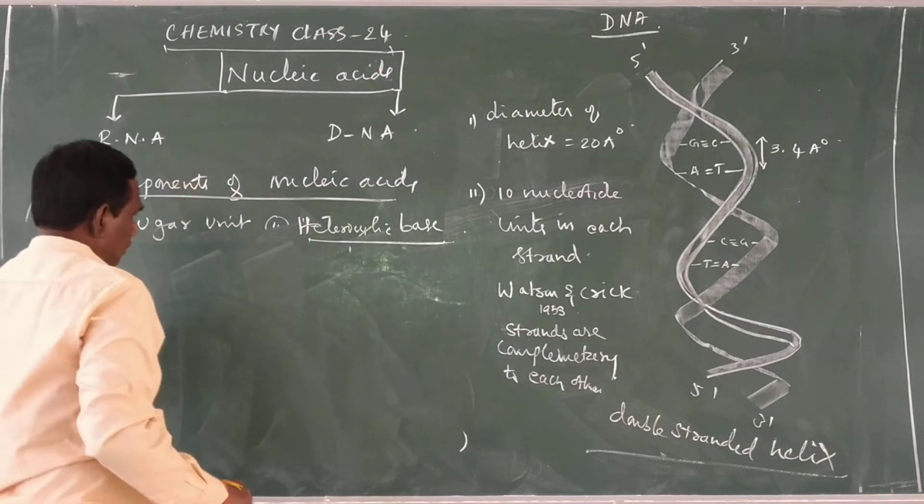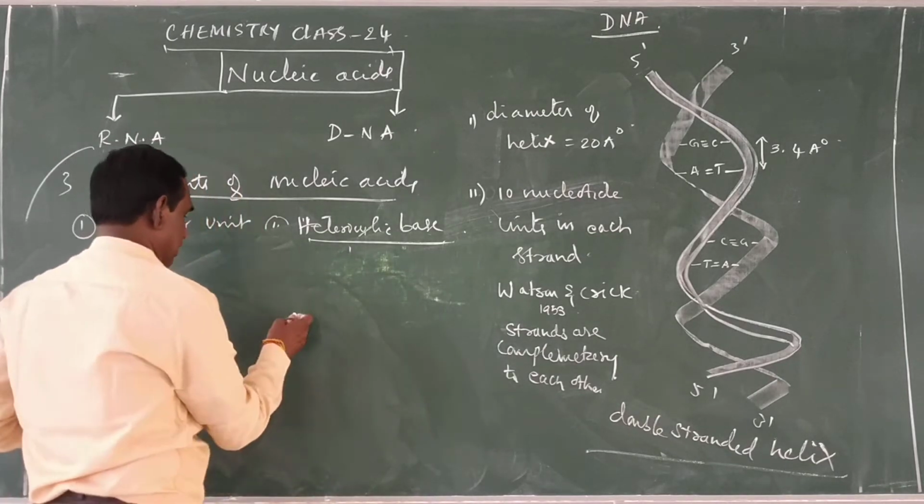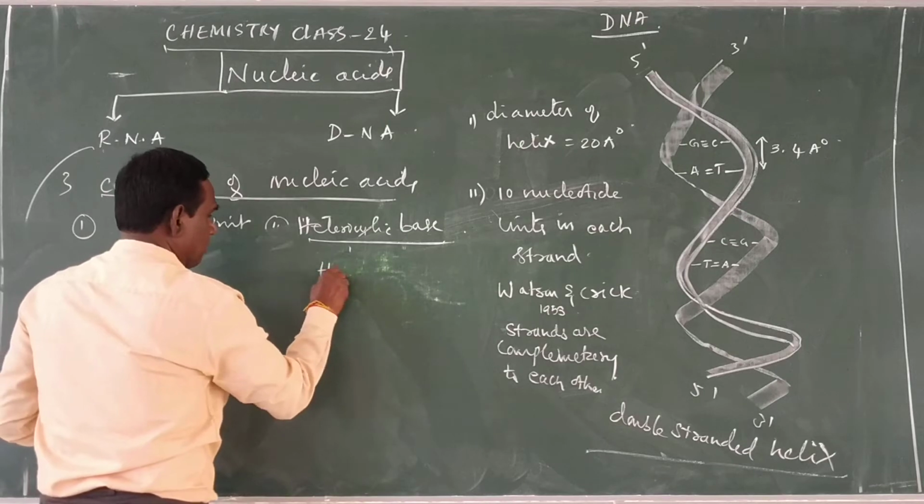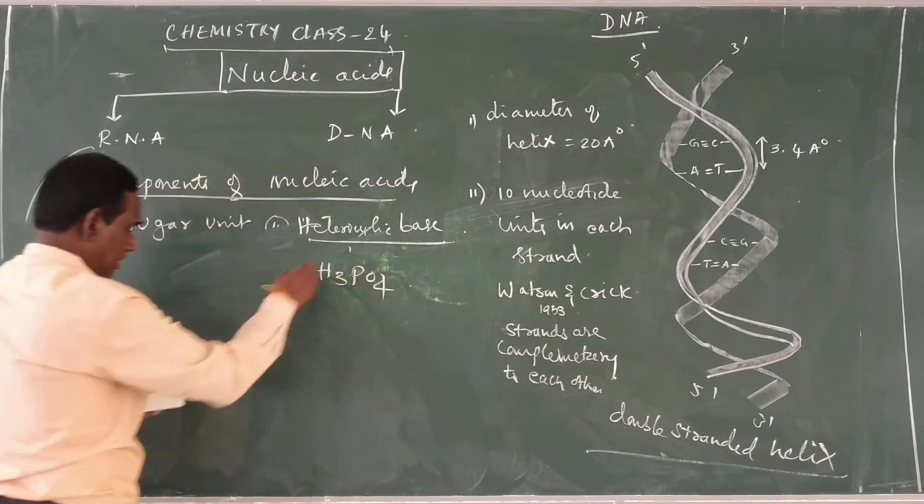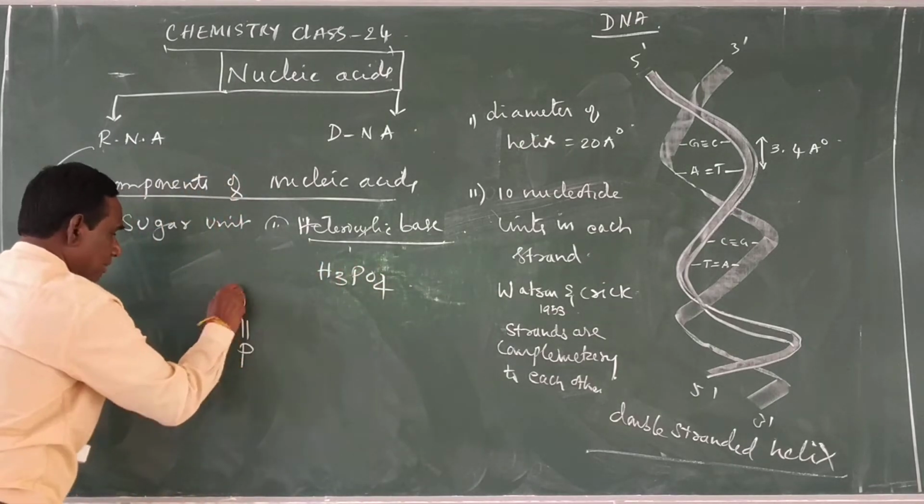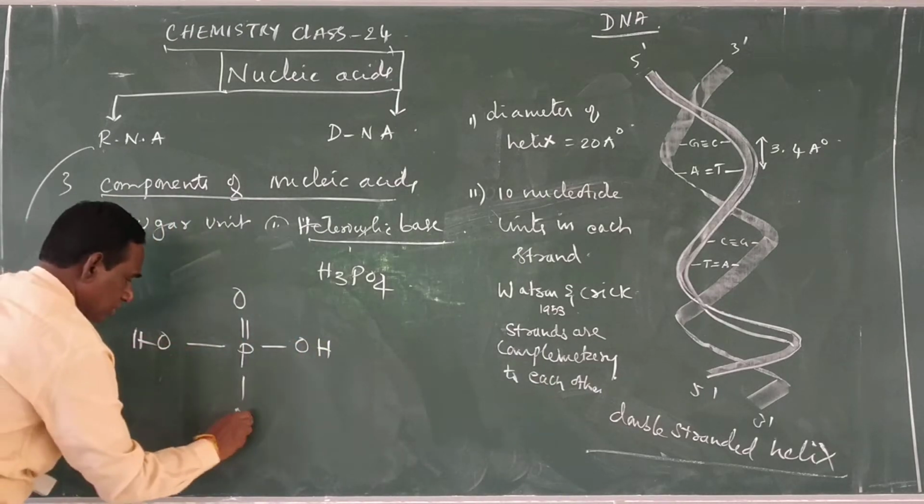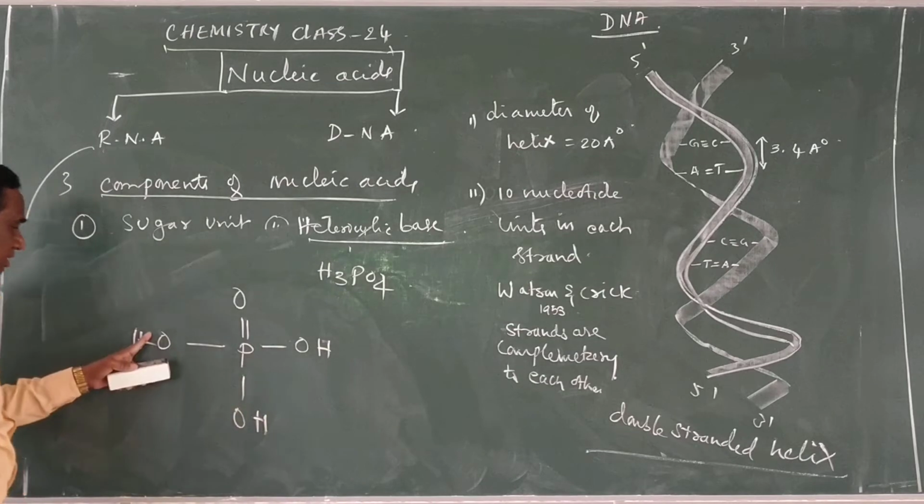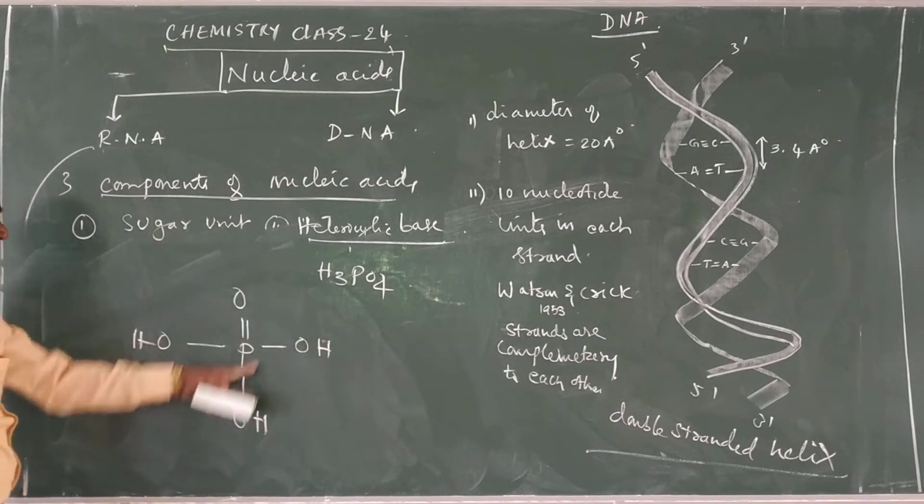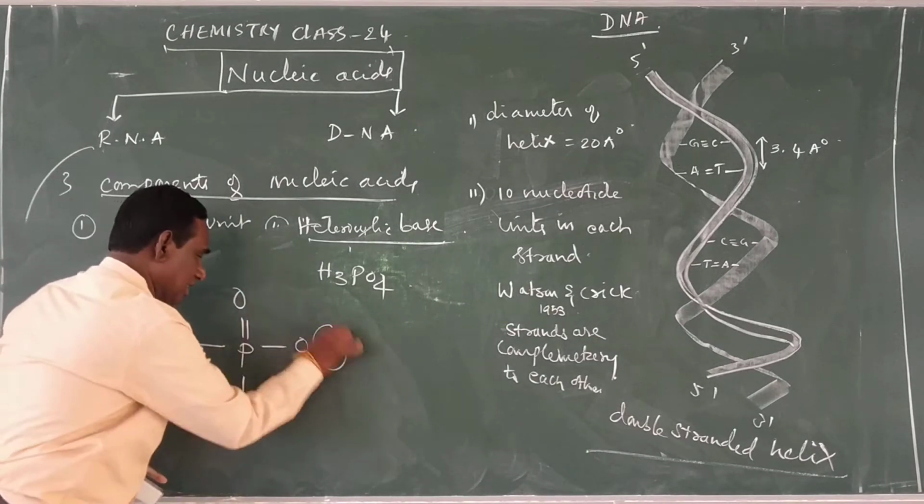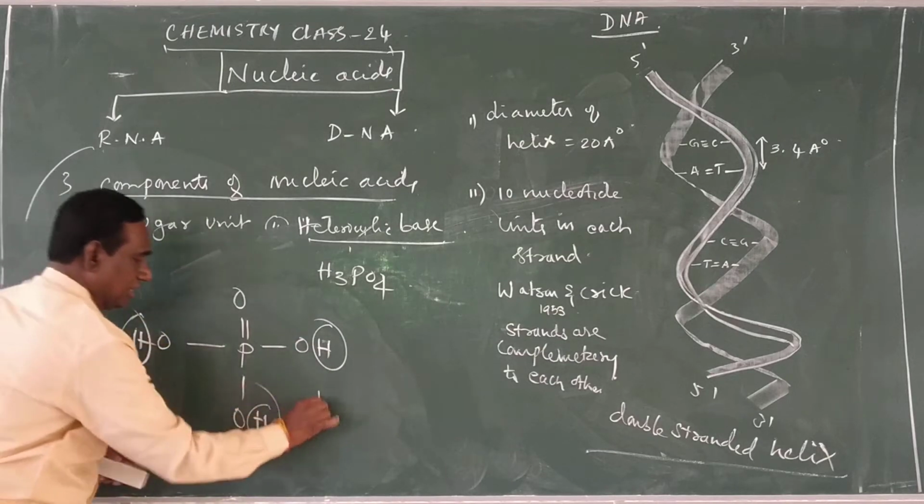So next, after that, the third one is the phosphoric acid molecule. Phosphoric acid is H3PO4. You should know the structural form of this also. That is P double bond O, and this is OH, this is OH, and this is OH. So that is H3PO4. It is a tribasic acid because it contains three replaceable hydrogen atoms.